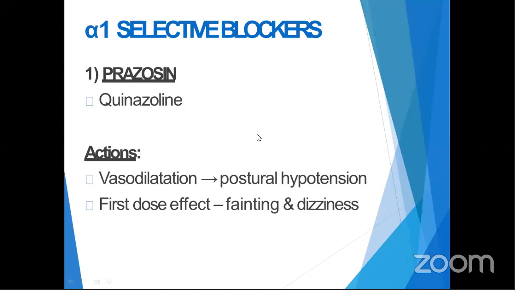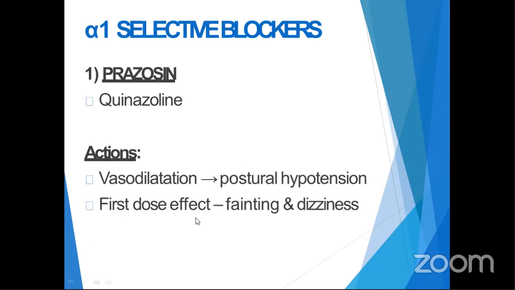Its action is again the same, but as you know, this is an alpha 1 blocker, so it's going to block only the alpha 1 receptors, not the alpha 2 ones, because it's a selective blocker. It's an alpha 1 selective drug. So it's going to block only the alpha 1 receptors, which are present at the level of vascular smooth muscle. So what we're going to get is vasodilatation. There is a fall in blood pressure, and that will lead to postural hypotension.